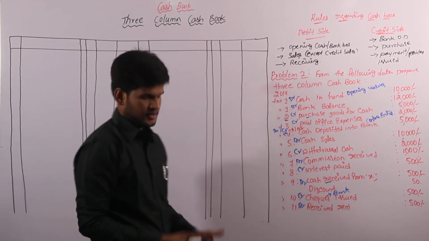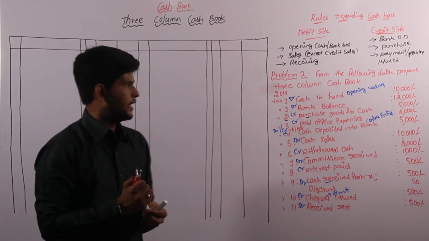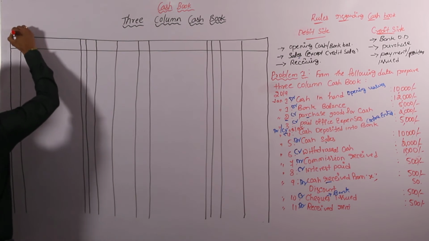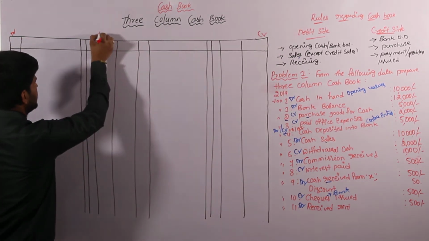So we have identified all the transactions, which go to the debit side and which go to the credit side. Let us draw the proforma. First we have to write debit and credit sides and give a heading.